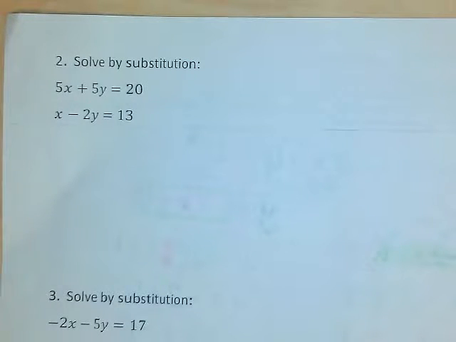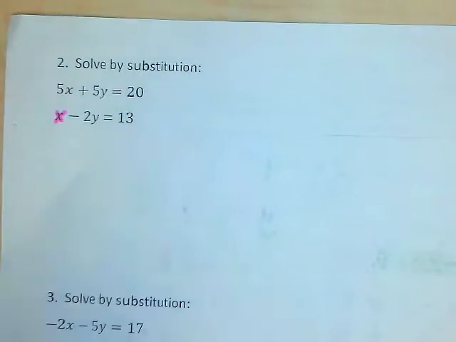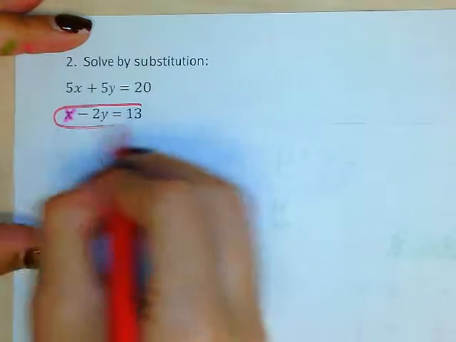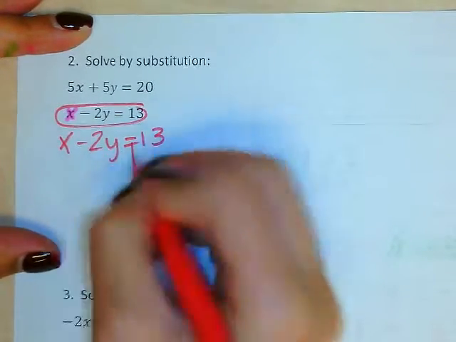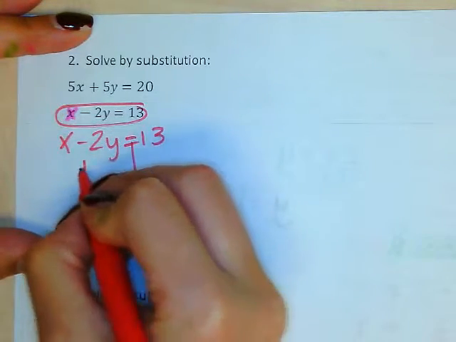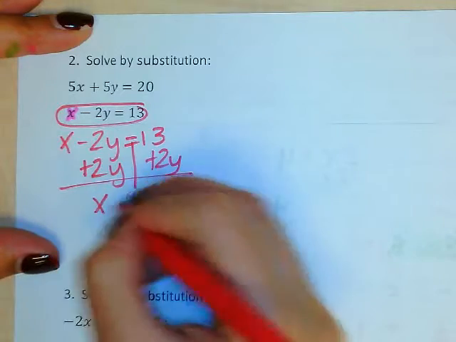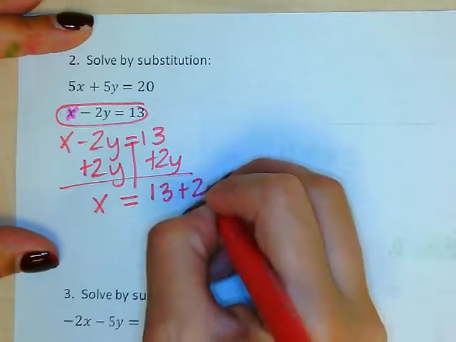Over here, I noticed the second one would be easier because x is already here by itself. All I have to do is move the y over. So I'm going to start with this one and solve for x. So all I have to do is move the 2y over, and I have my x equals 13 plus 2y.